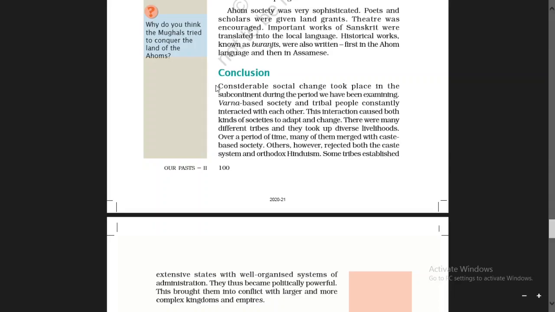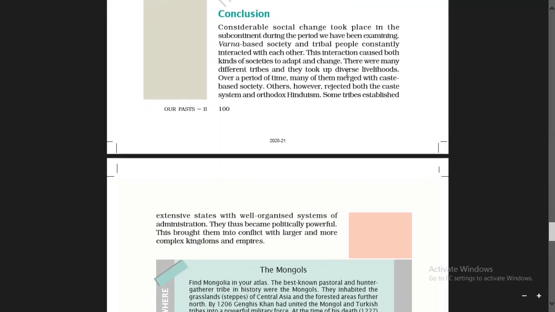Conclusion of the chapter, let us see. Considerable social change took place in the subcontinent during the period we have been examining. Varna-based society, based on Brahman, Kshatriya, Vaishya and Shudra, and tribal people constantly interacted with each other, having an effect on each other.